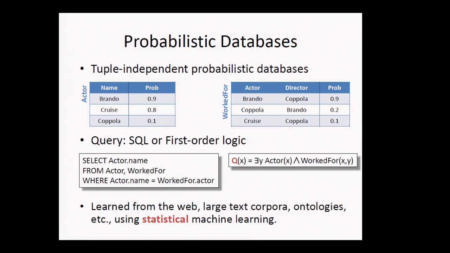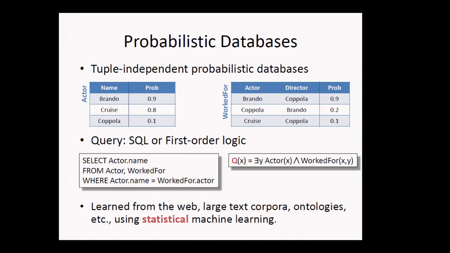And a probabilistic database is very simple. It's just your standard database. But there's an additional column here that says what is the probability of these tuples in the database. So this database here says that Brando is an actor with 90% probability and that Brando worked for Coppola also with 90% probability. So now what do you use these things for?